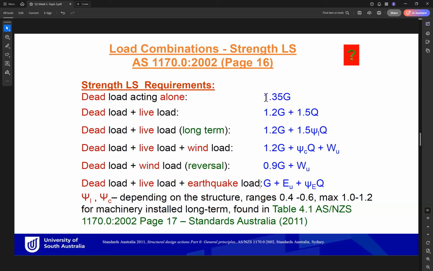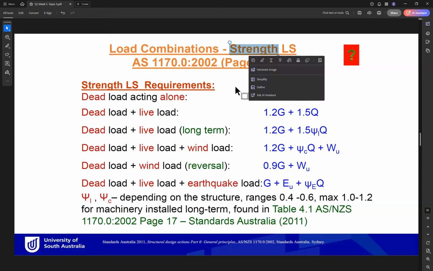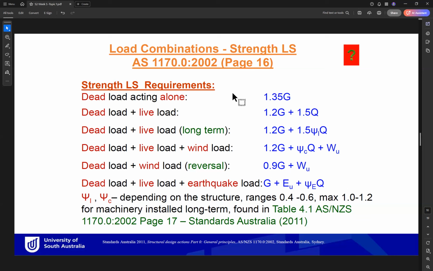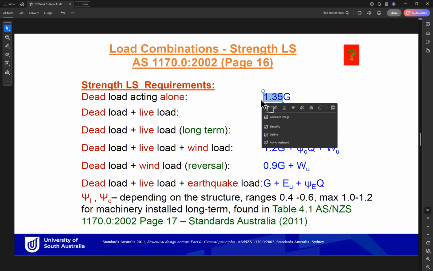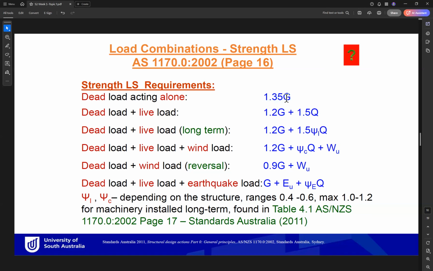In the dead load only case, we have 1.35 G. This is the ultimate or strength limit state. In the strength limit state, the standard tries to expect more load than the actual load. So instead of only considering G, they increased G by 35%, so it is 1.35 G.